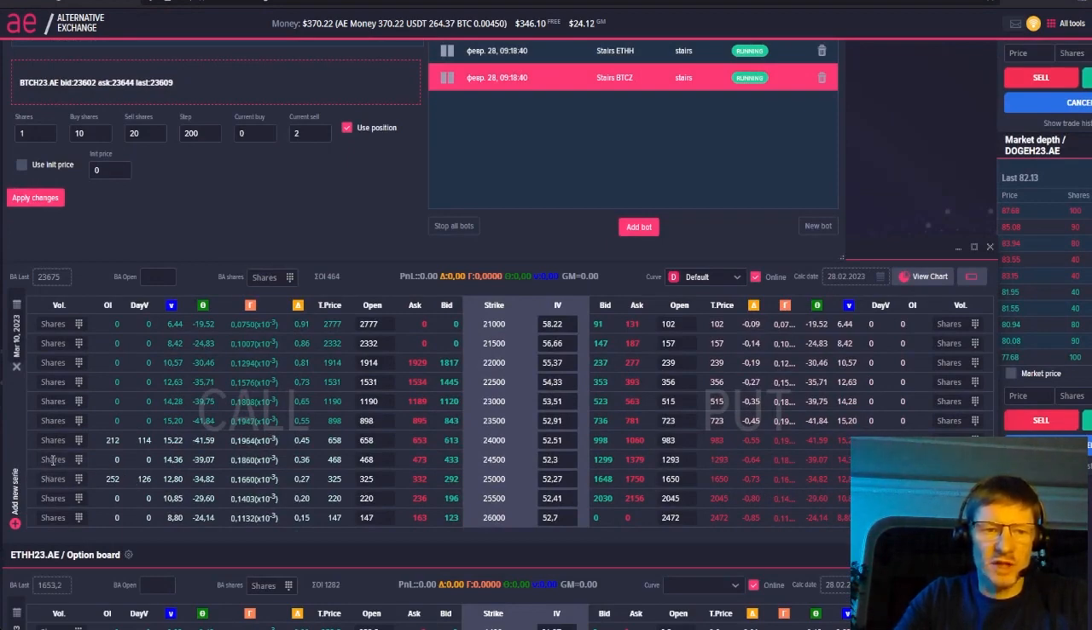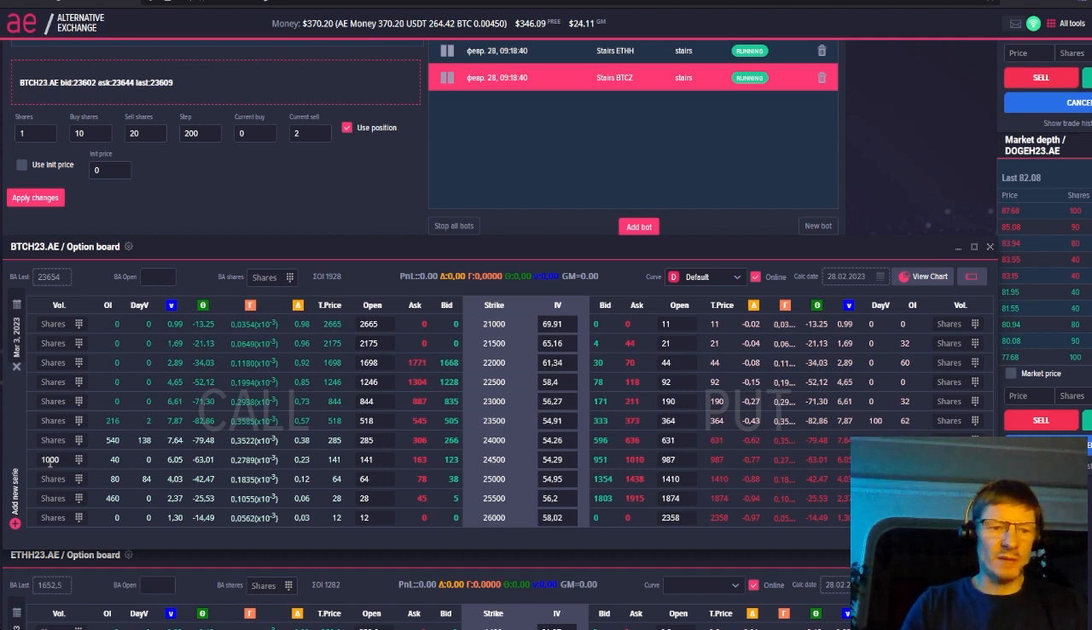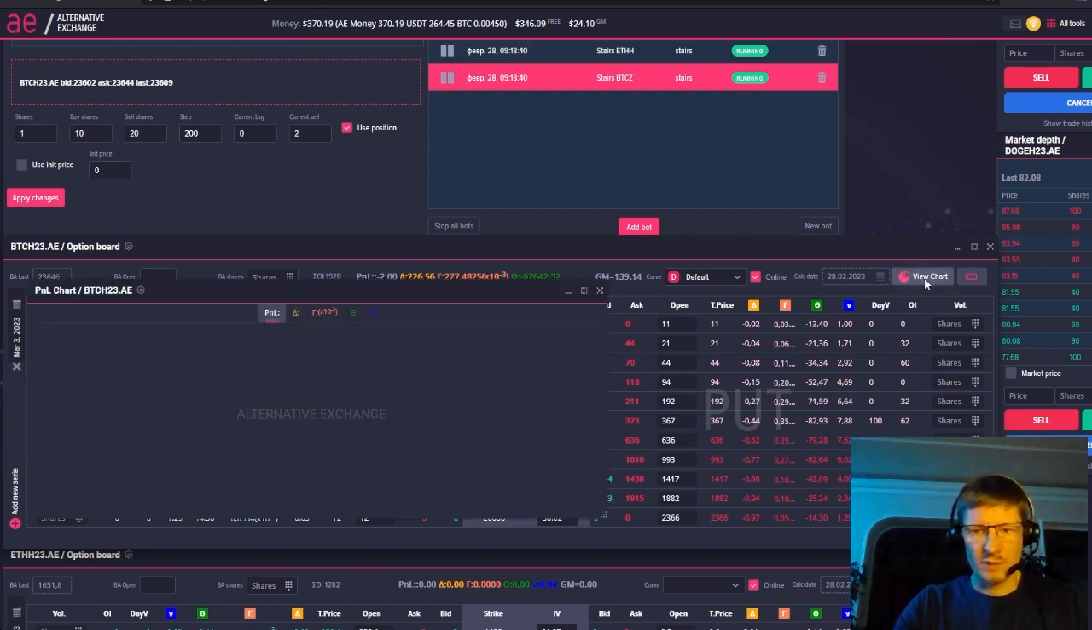Let's take some short options right now. Okay, I've chosen these options here, look. So let's buy 1,000 of these options, which is practically 1 Bitcoin. So our chart has opened up. Let's take a look at it.